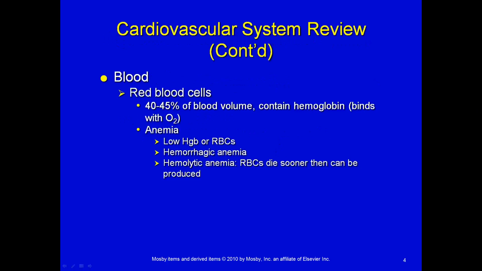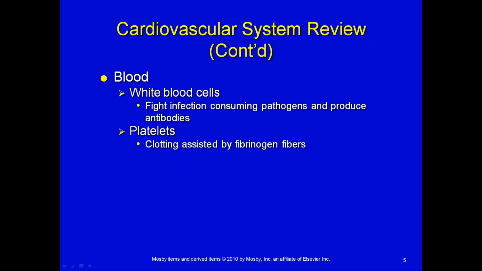Then there's also hemolytic anemia, and this is when the red blood cells die sooner than they can be produced. You know that red cells are produced in the bone marrow, and they last about 7 days, and then they have to be replaced. In hemolytic anemias, the red blood cells die sooner than they can be produced, and there's a variety of different causes of hemolytic anemia.